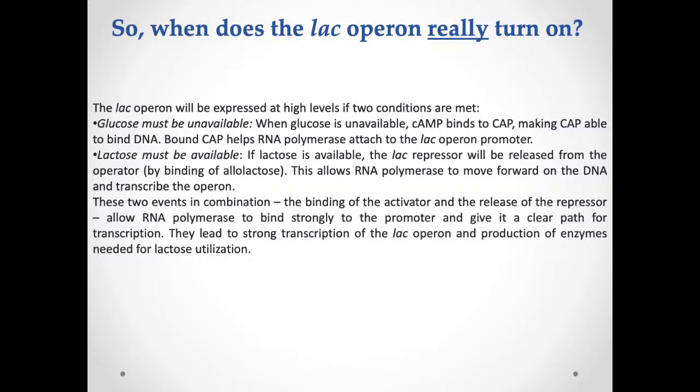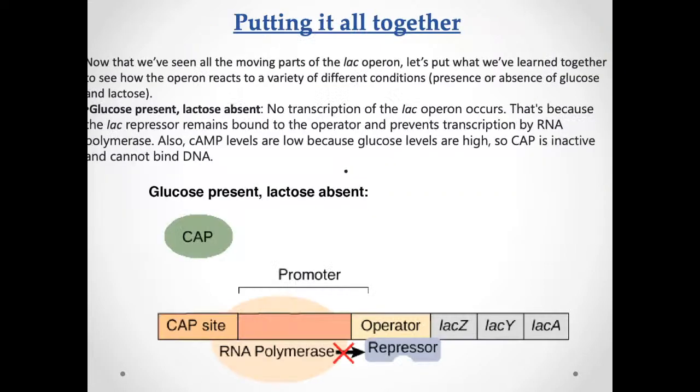So when does the lac operon really turn on? Here we can put everything together. When the repressor is there, glucose is present and lactose is absent, the repressor will attach. As glucose is present, at high glucose, cAMP will not be produced, so CAP will not bind the operator. And as lactose is absent, allolactose will not be there, so the repressor is active, so no transcription.